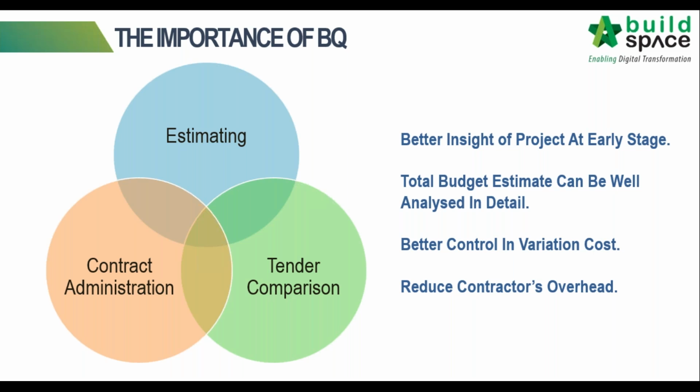So the last point on why the BQ is so important to us is that it will always reduce the contractor's overhead. On the contractor side, having the BQ helps the contractor to lower their estimation risk. And since the BQ allows all the contractors to tender on the same basis, it helps to reduce the contractor's overhead, and eventually it links up to our previous point where there will be better control of variation cost in the post-contract stage.